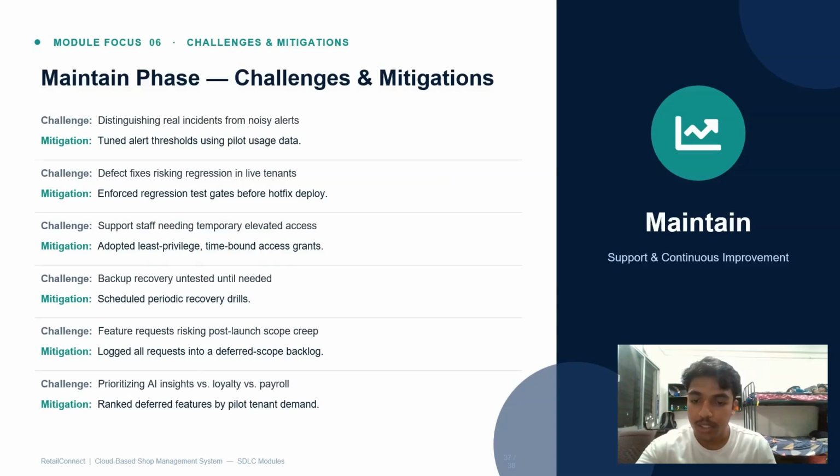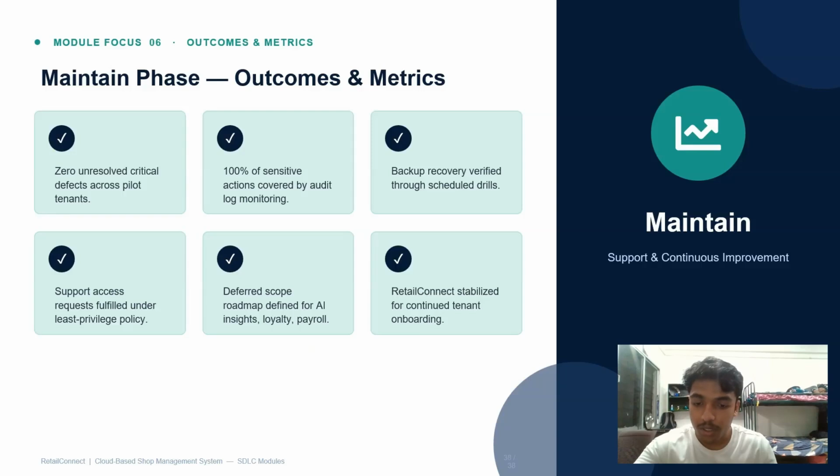And the challenges and mitigations are this. Challenges here are telling real incidents from noisy alerts, regression risk from hot fixes, and prioritizing deferred features. We handle these with tuned alert thresholds, regression test gates, and ranking features by pilot tenant demand. Outcomes and metrics. To close, zero unresolved critical defects across pilot tenants, 100% sensitive actions audited, also backup recovery verified through drills and a clear deferred roadmap for AI insights.